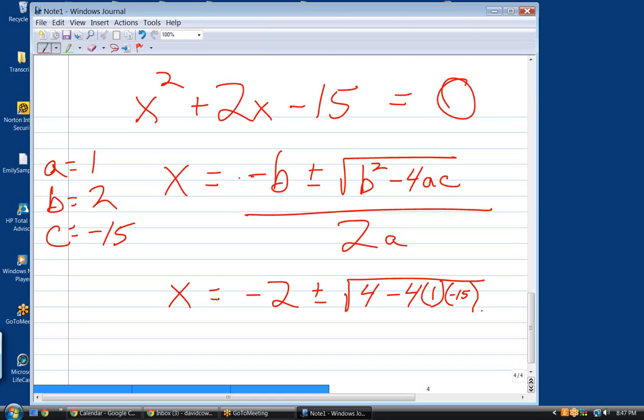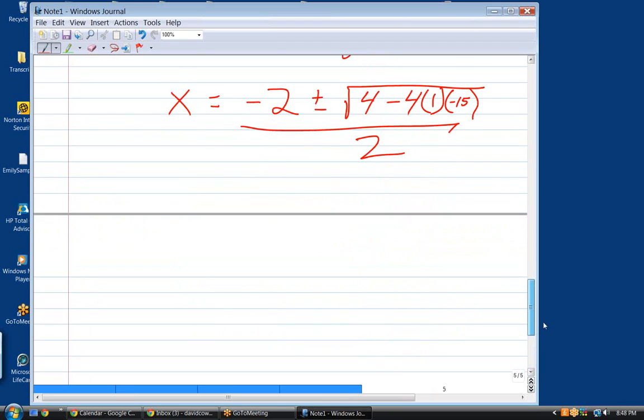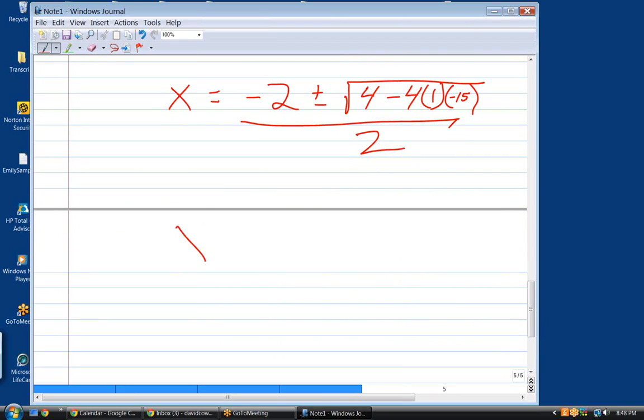Because it's really easy to get your signs off when you use the quadratic formula. It's important to understand that these three numbers are always being multiplied together. So this is subtraction, that's a negative sign, and that's something else that's easy to make a mistake on. All over what? 2a. Oh, my bad. Yeah. All right, now let's simplify this.